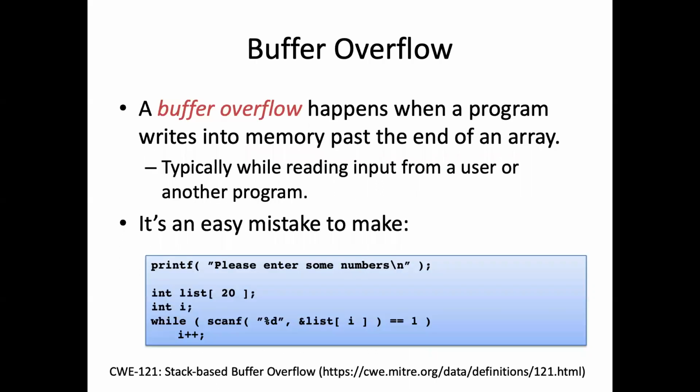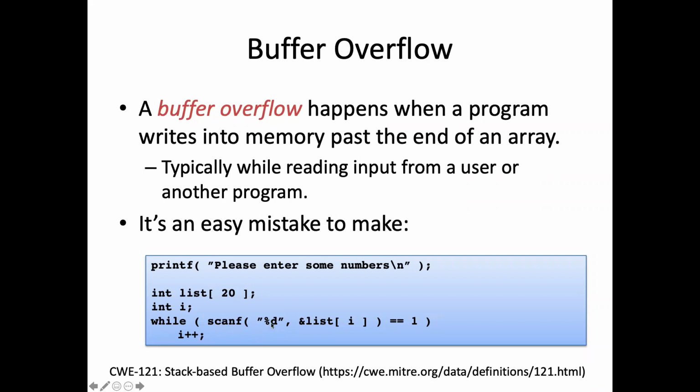vulnerability. One that's particularly common, or an exploit that's particularly common, is usually described as buffer overflow. And that's what happens when I'm reading input, either from a human user or from another program or something like that. And if I don't do bounds checking myself, let's talk about this example at the bottom. So here I prompt the user for some numbers. I make an array where I'm going to hold up to 20 numbers. And then I just keep reading numbers from the user.